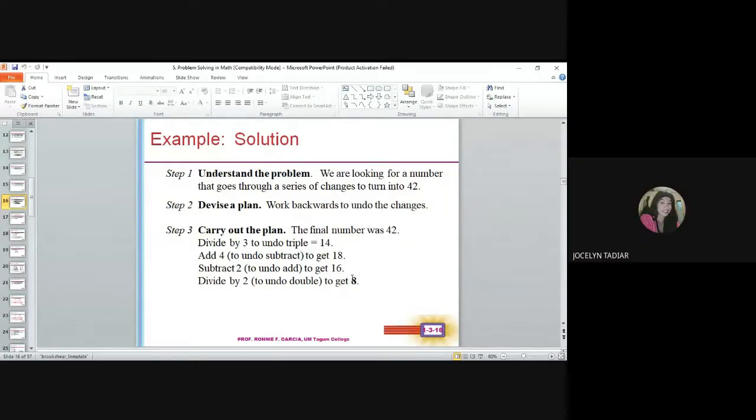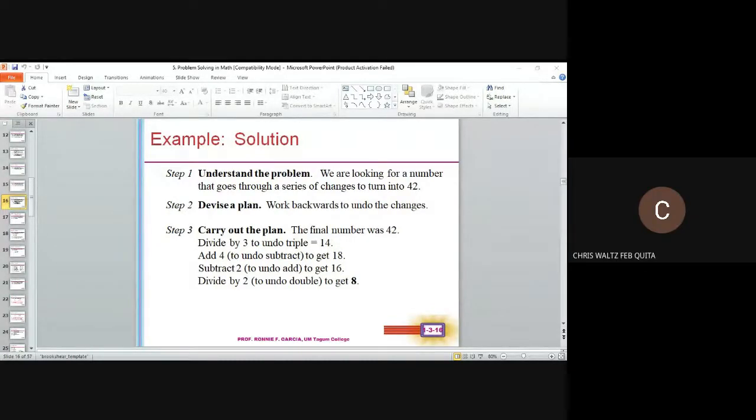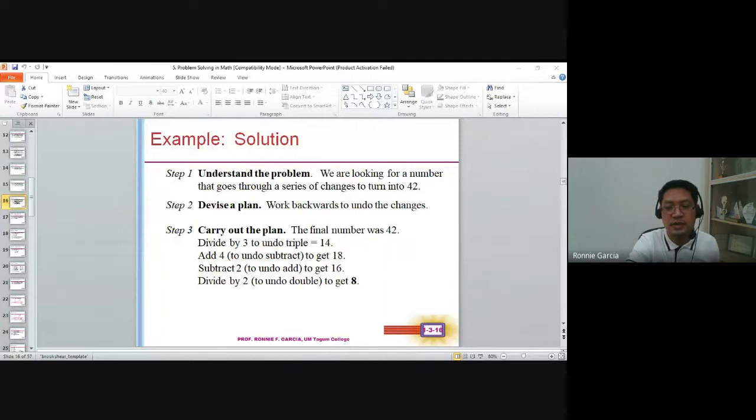Let's check the chat box. The last one to answer was Elton. I can see we have Kita. But before Kita, did anyone answer 8? The first one, none. So only Kita. Can I see Mr. Kita? Yes, you got the correct answer, Mr. Kita. Do you have the same solution? Did you work backwards also?